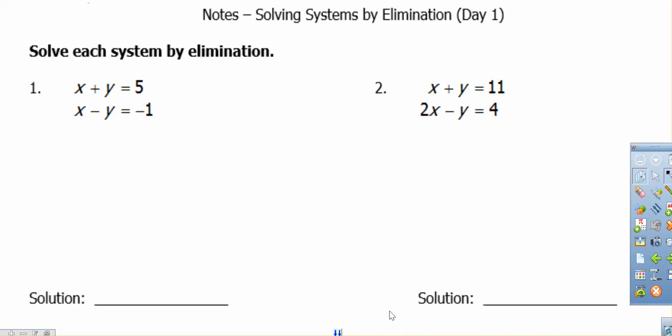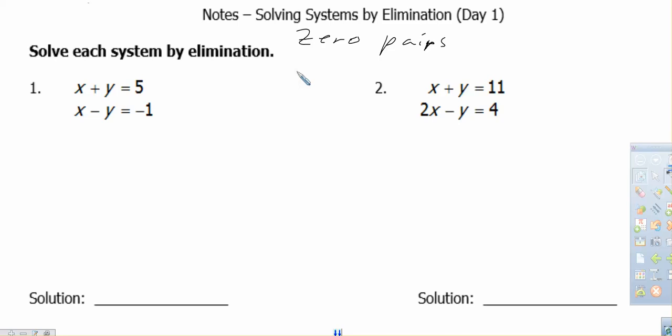Notes: solving systems by elimination, day 1. All right, so the goal with elimination is zero pairs. If we see a zero pair, that's great. Now what I mean by zero pair is like 2x and negative 2x, positive y, negative y, things like that. We want a term to cancel out.